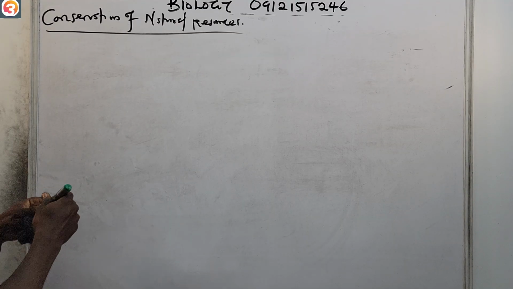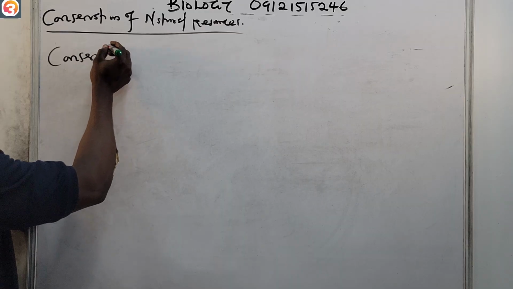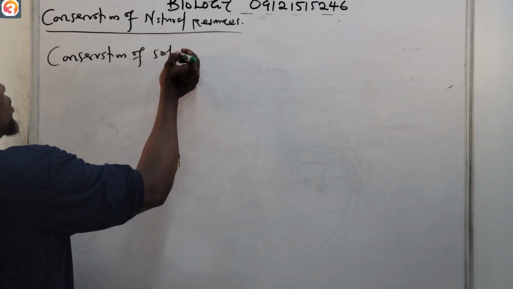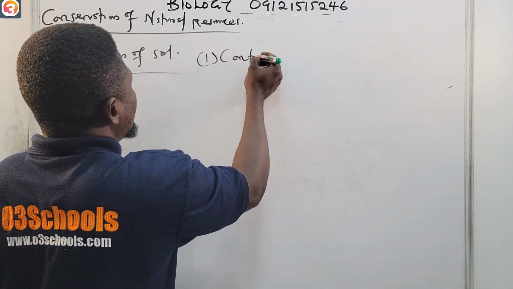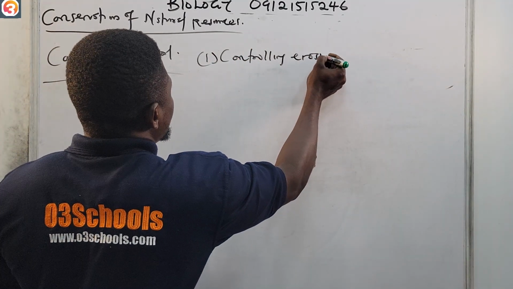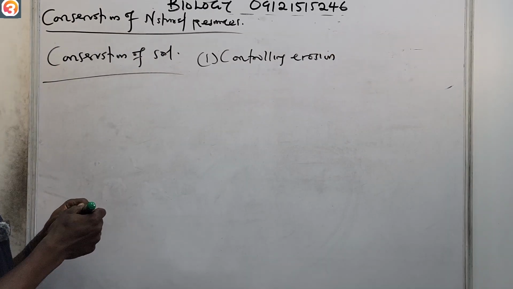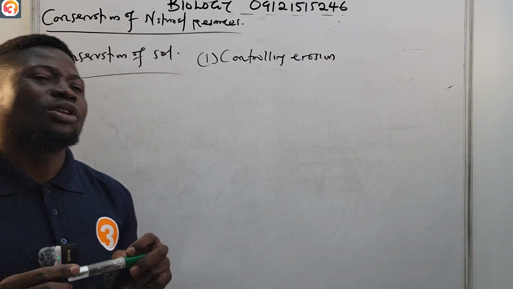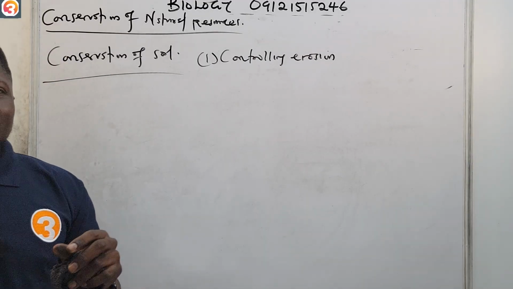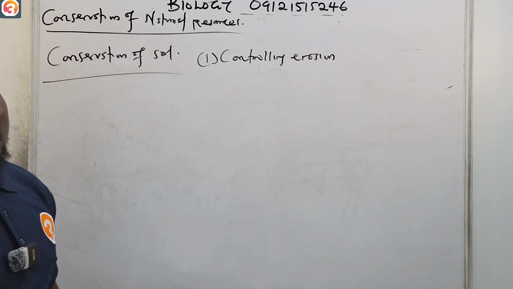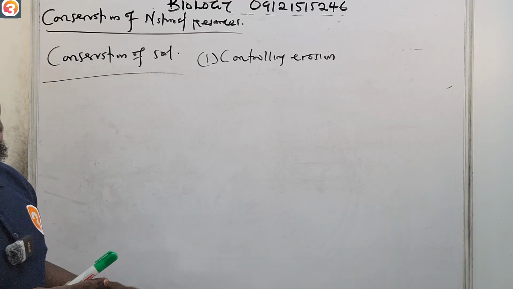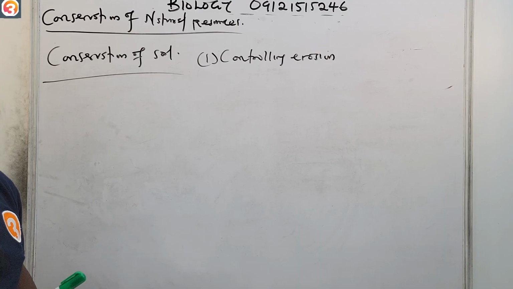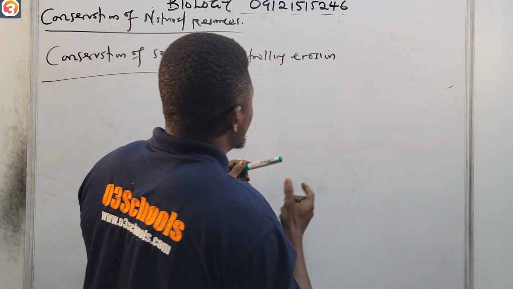So what are some of those practices? Number one, controlling erosion is very paramount. If erosion is disturbing our soil, it will keep washing away the nutrients, and it is not good. We are not conserving the soil by allowing erosion to wash away the nutrients. So we control erosion.